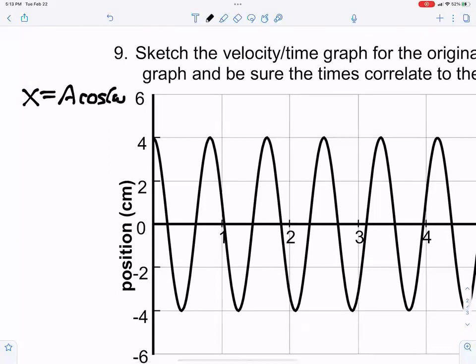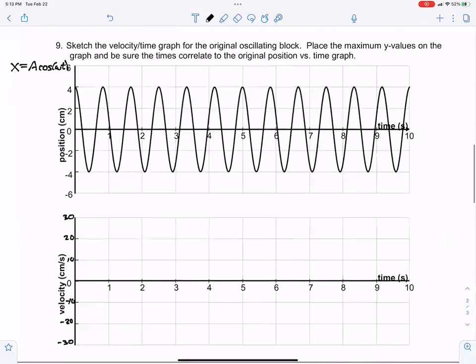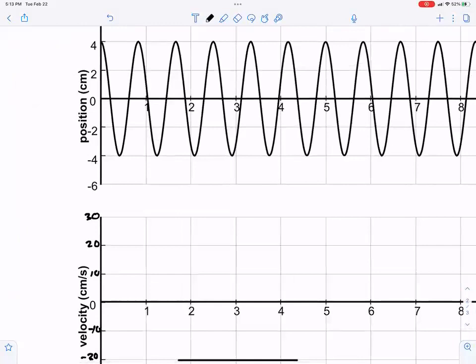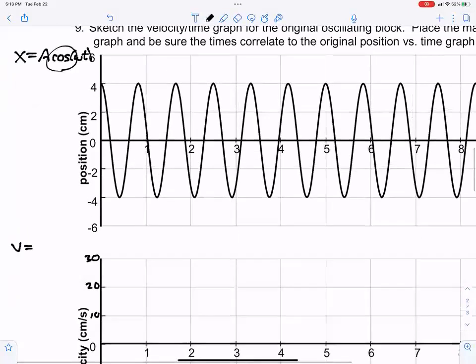So x would be a cosine omega t. That means v, the velocity graph, goes from a cosine function to a negative sine function. So negative A omega sine omega t, where A omega is your negative 30. That's your plot. It's going to repeat as often, it's just going to be a negative sine function.